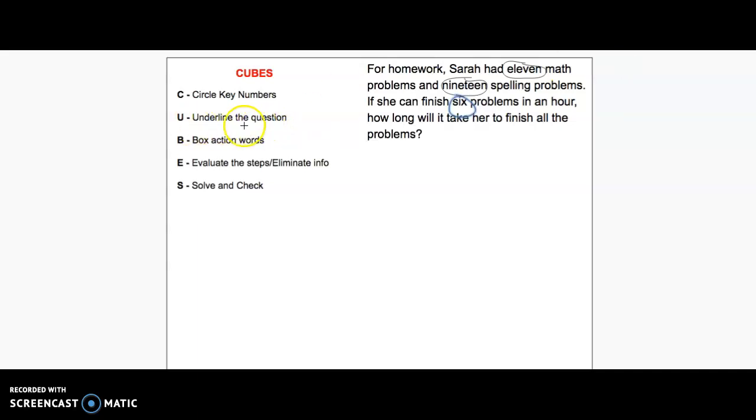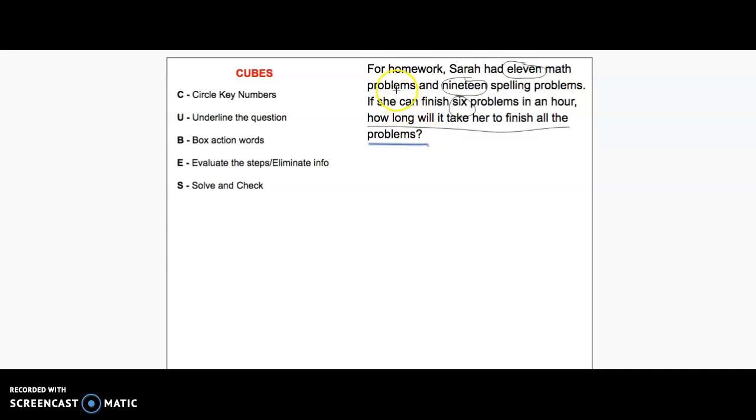Next, we're going to underline the question. The question in this math word problem is, how long will it take her to finish all the problems? So we circled the key numbers, we underlined the question, and now we want to box the action words.